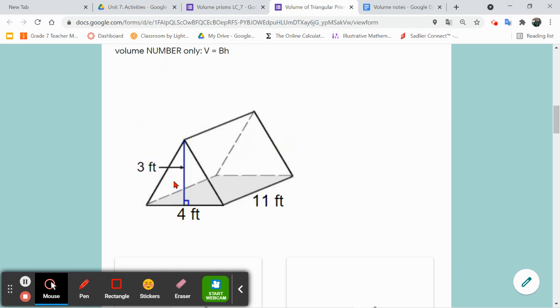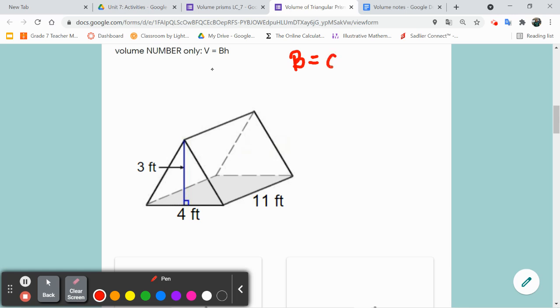Okay, so let's look at our first triangular prism. Here it is. Again, this one is not sitting on its bases. The bases are the triangles. It is instead sitting on one of the sides. It has 3 rectangular sides, 2 triangular bases. Okay, so the first thing we have to do is find that big B. And remember that big B is the area of your triangle. So that is your big B, the area of the triangle. Okay, so that's the first thing I have to do.